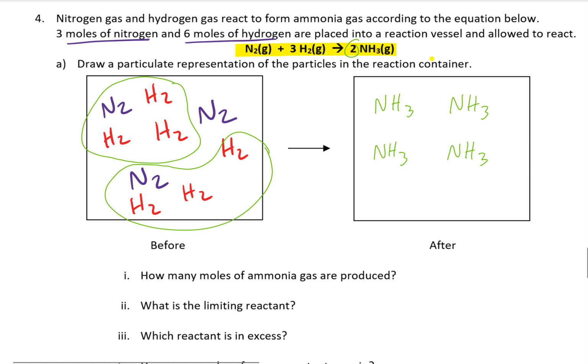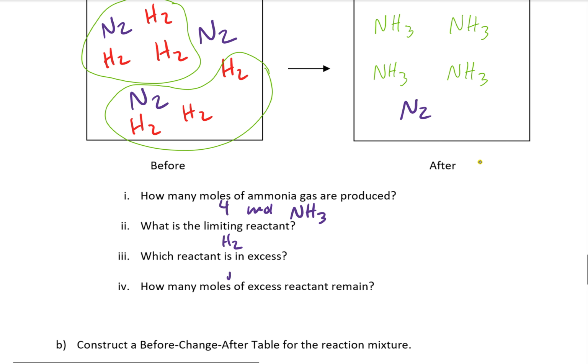I can't keep going because I have no more hydrogens, and I just have that extra N2 floating in the container. Looking at our picture, count the number of moles of ammonia made. 1, 2, 3, 4. The limiting reactant is the one that completely runs out, the one that is completely used, the one you don't have any more left of, and that's going to be the hydrogen. Your excess reactant is going to be nitrogen, and specifically you have 1 mole of nitrogen left in the container.